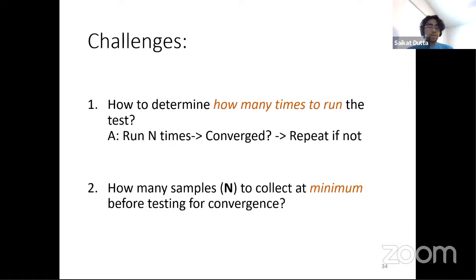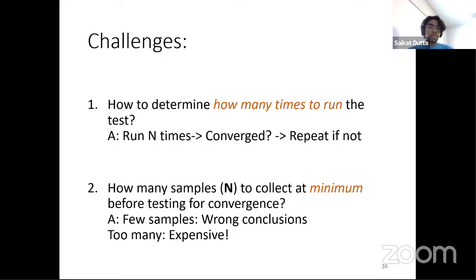This brings us to the second question. Why is choosing n, that is the minimum number of samples, so important? If we choose very few samples, it can lead us to wrong conclusions about the test. If you choose too many, then this can be a very expensive exercise, especially in cases where running the test itself takes a lot of time. Unfortunately, there is no good way to determine this. However, the user can choose values from the trade-off space between the number of samples and the convergence threshold.